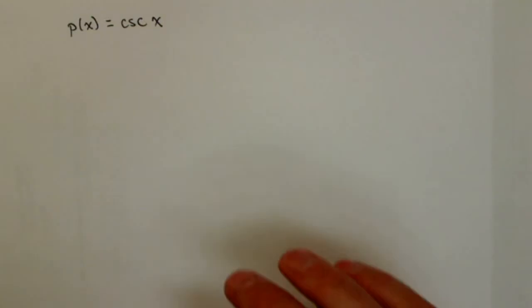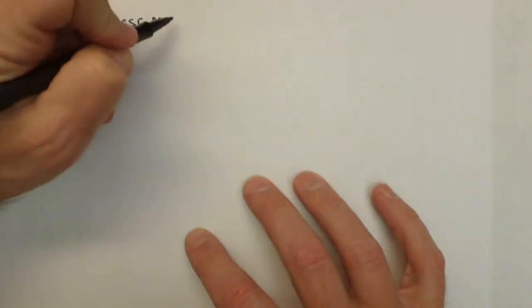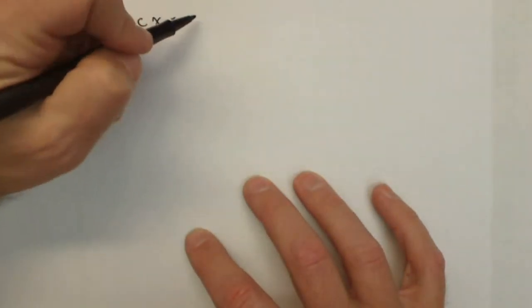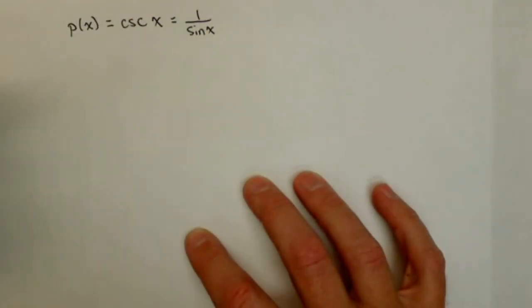In this video, we're going to derive the derivative of cosecant of x using the quotient rule. Now first off, remember, cosecant of x is 1 over sine of x, and that's what we're going to use to help us get this derivative.